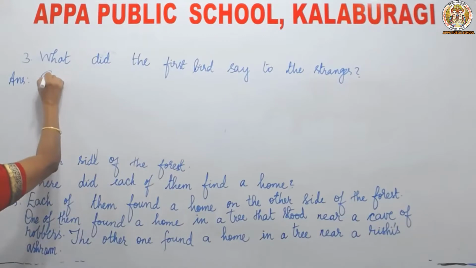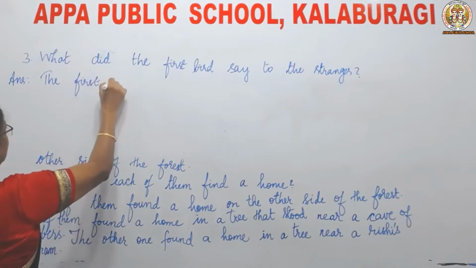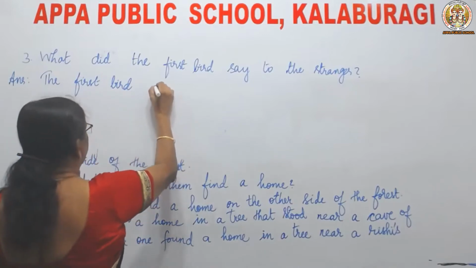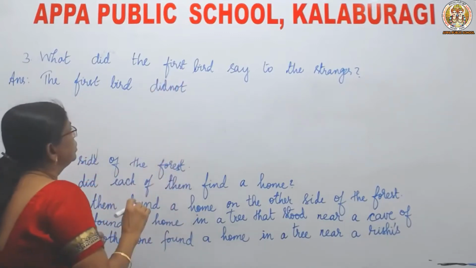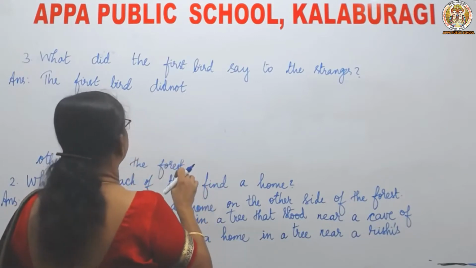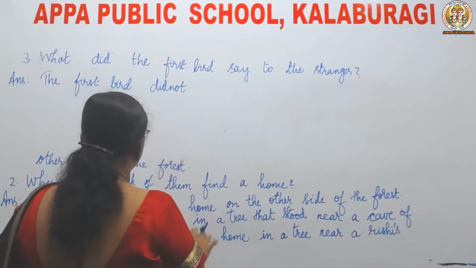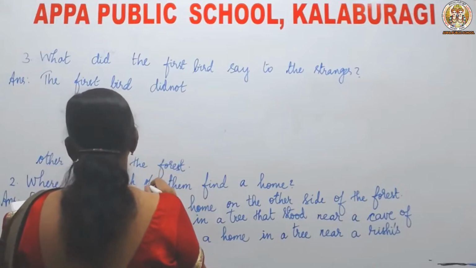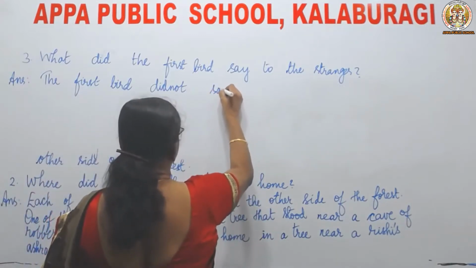The first bird did not. In short, we call it didn't. We have to say the answer as didn't. Did not is shortened as didn't. But when you write the full thing, the first bird did not say anything to the stranger.